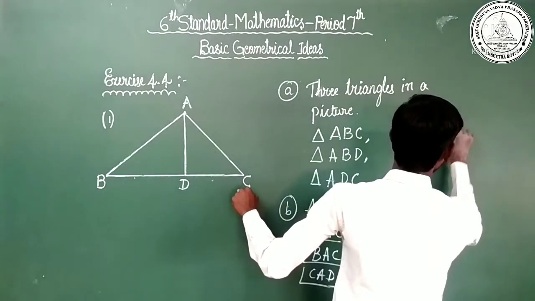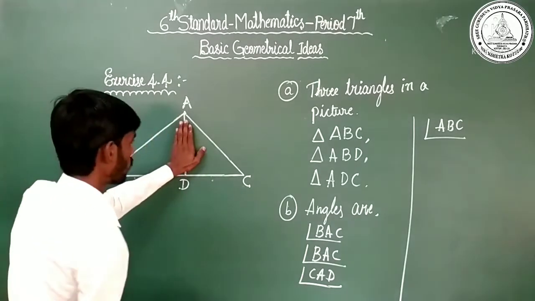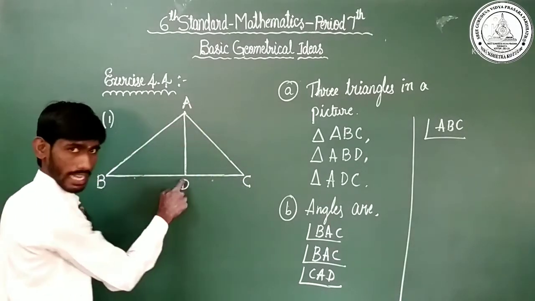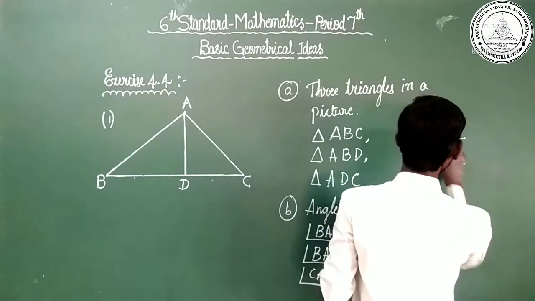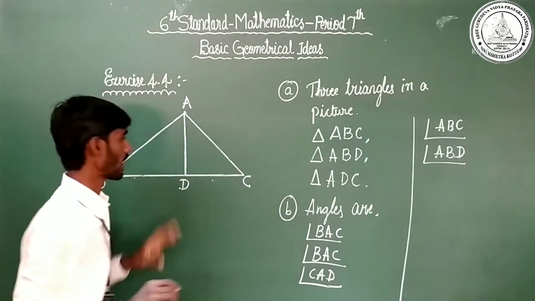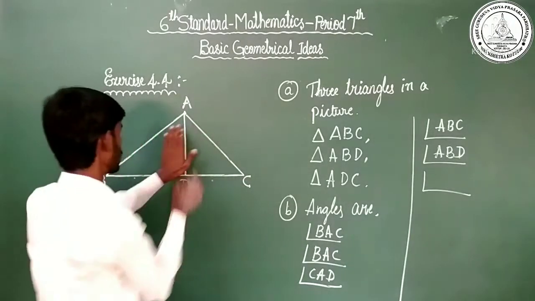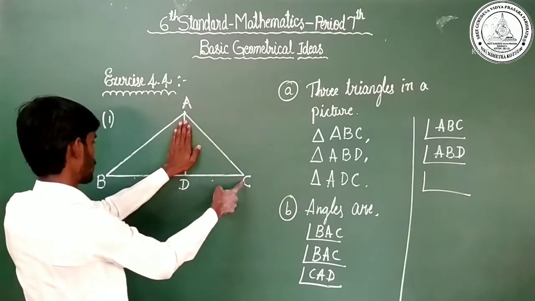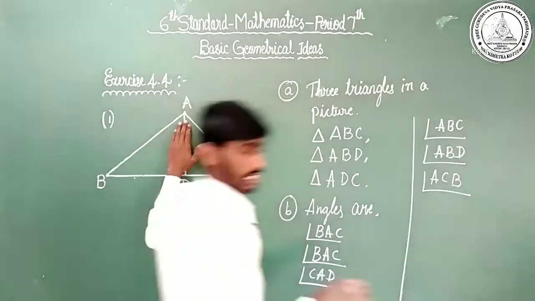Angle ABC. If you neglect the given line segment, ABC is the angle. If you consider AD as the line segment, ABD is another angle. Angle ABD. I hope it's clear. B is clear. Let us concentrate on C. Just neglect the line segment AD, just imagine it is not there. Angle ACB.